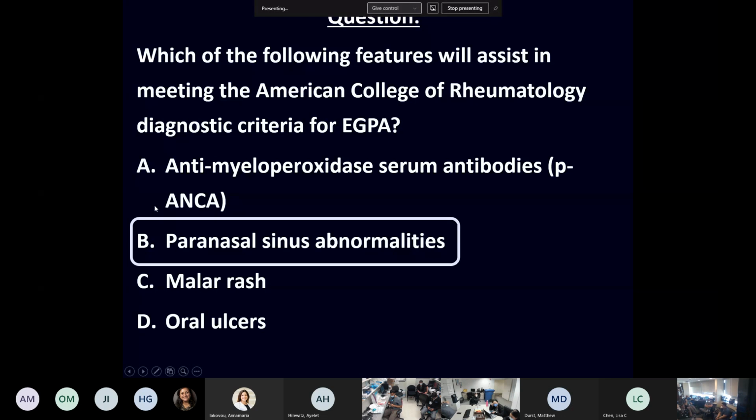So the correct answer is B, and it goes along with the systemic involvement. Malar rash and oral ulcers would be more associated with lupus or other autoimmune diseases. And very importantly, you can get either P-ANCA or C-ANCA, although P-ANCA is more common, but only about 40 to 50% of patients with EGPA have a positive P-ANCA. So most patients don't have ANCA positivity. If you're looking for EGPA and you see a negative P-ANCA, that does not rule out EGPA. I will go over the diagnostic criteria.